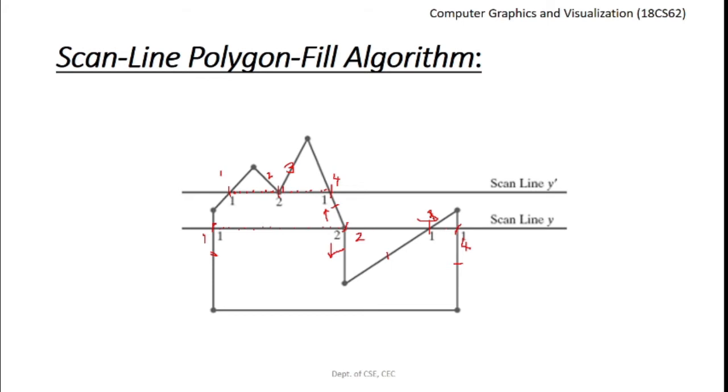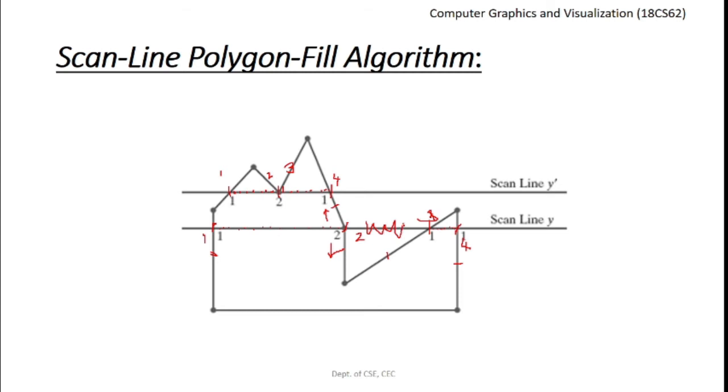So similarly, we move to the third edge intersection. It is again an odd number. We start filling the polygon until we encounter the next even numbered edge intersection. So this and this will be the area of the scan line, or the region of the scan line, which is lying interior to the polygon, and that will be filled. This will be the exterior region of the scan line, which will not be filled.